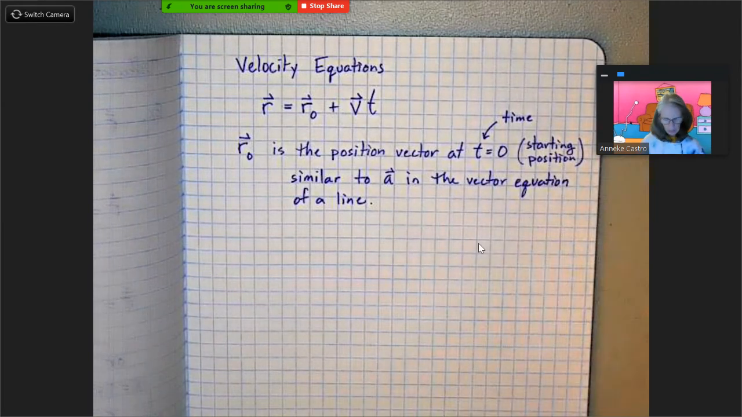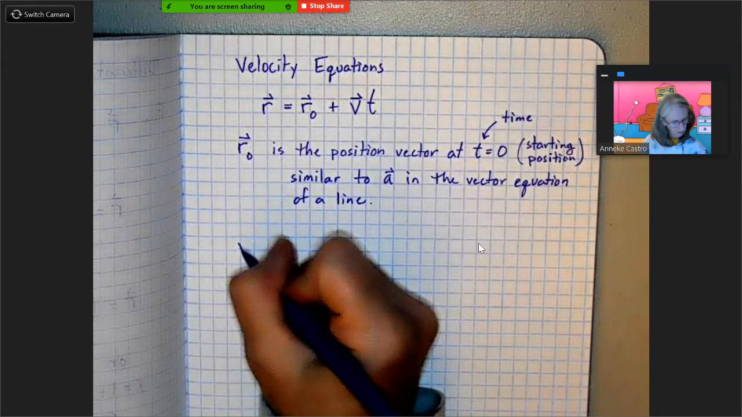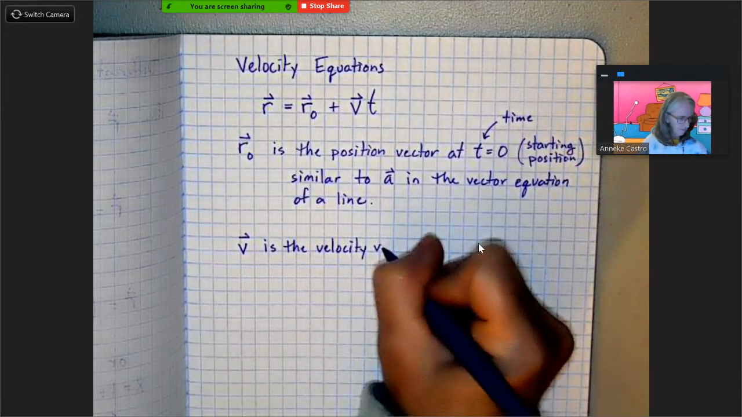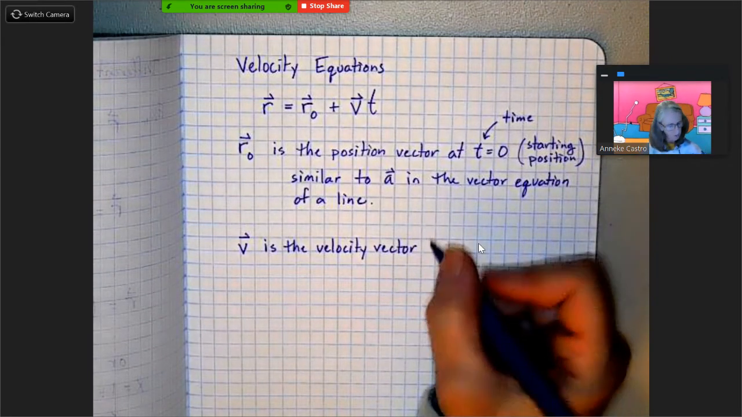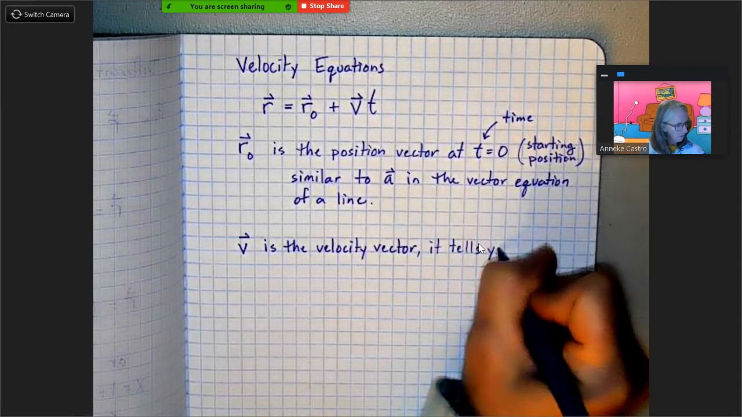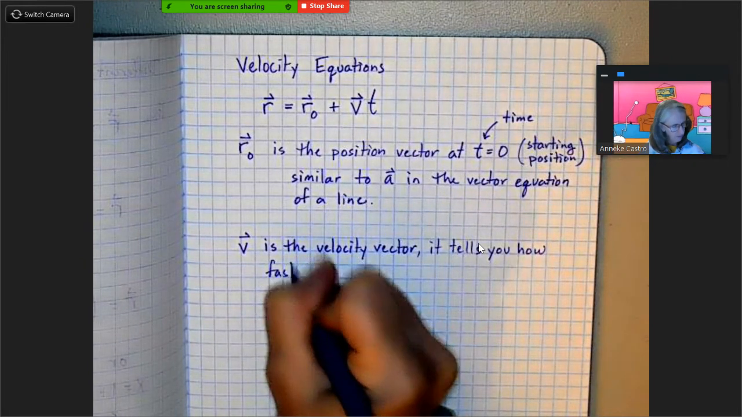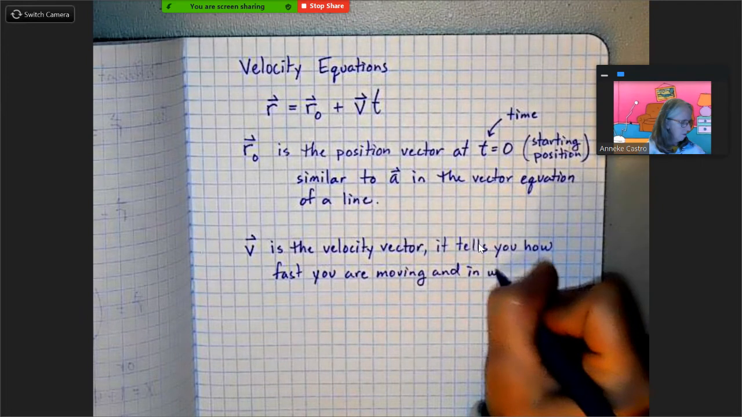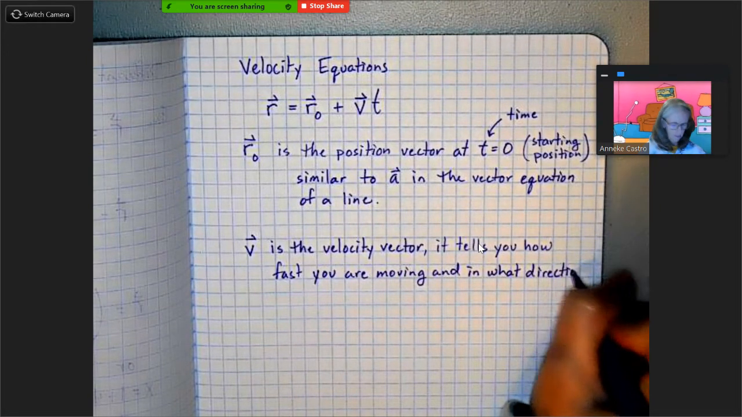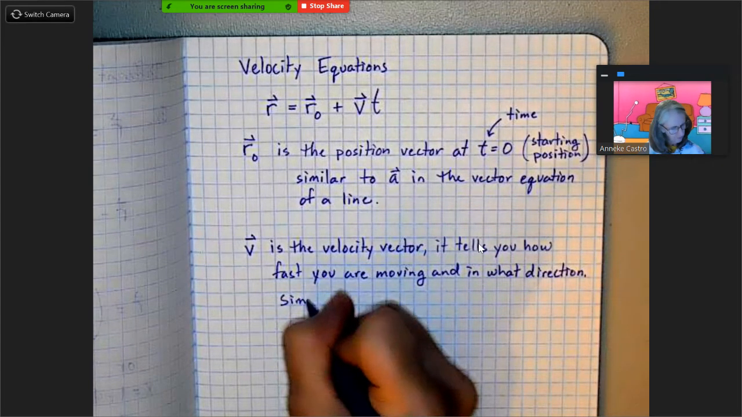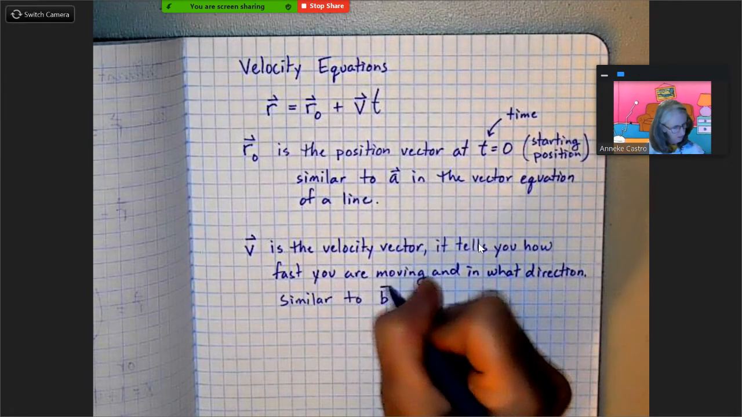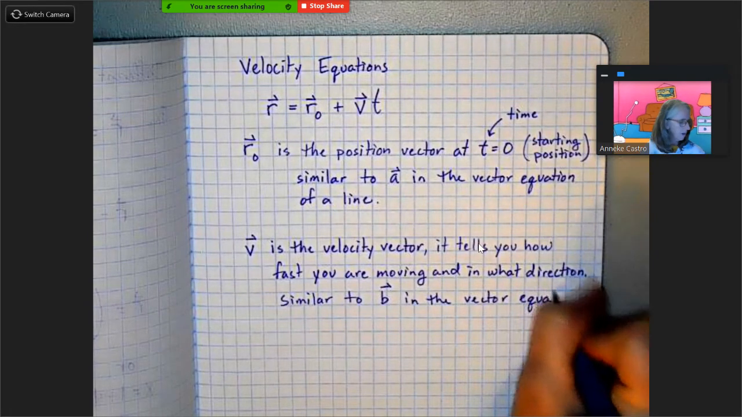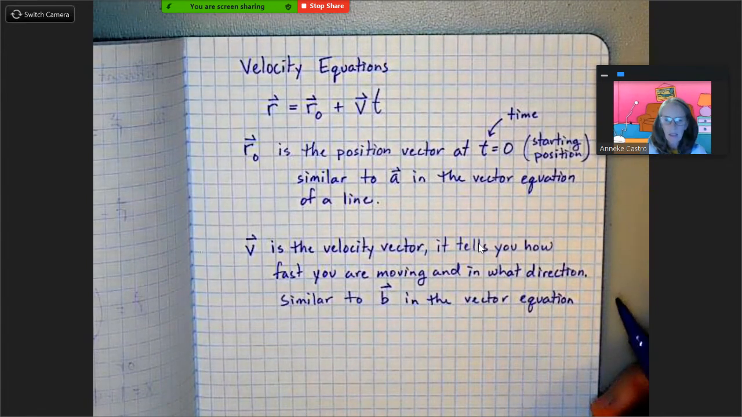All right, the next thing that is different is this v. We have a vector v. So vector v is the velocity vector. Okay, it tells you how fast you are moving and in what direction. It's similar to the direction vector b in the vector equation. So it's telling you which way you're going, but it's also telling you how fast you are going.